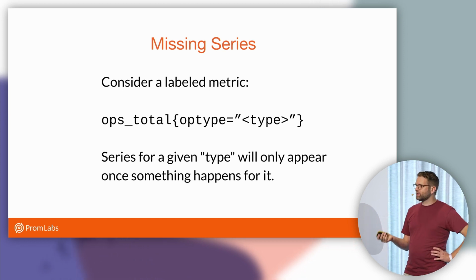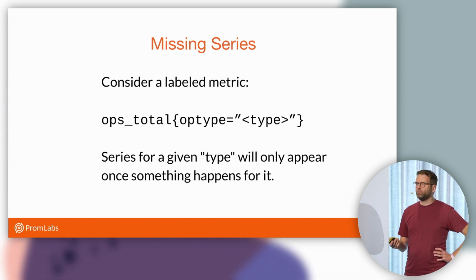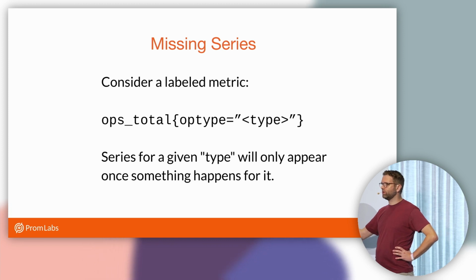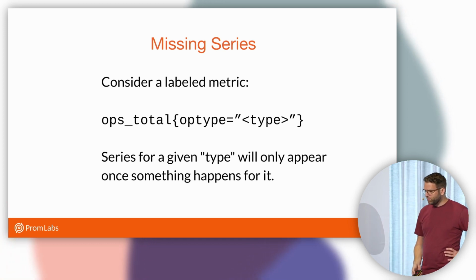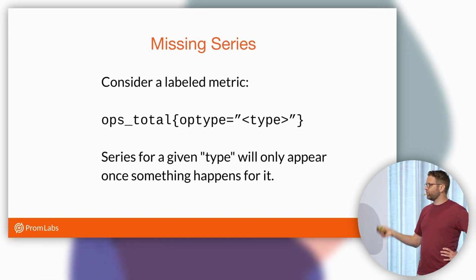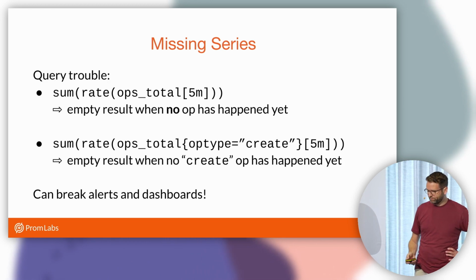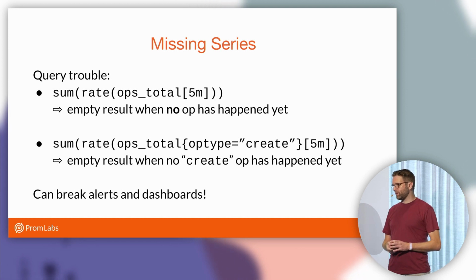The problem is that the instrumentation client library has no idea of what these 4 different types are before one of those operations actually happens, and you say, okay, increment this counter for the read operation, for example. So when you first start your server, Prometheus scrapes it, there will actually be no time series at all exposed for this metric. And that can make you run into some query trouble.